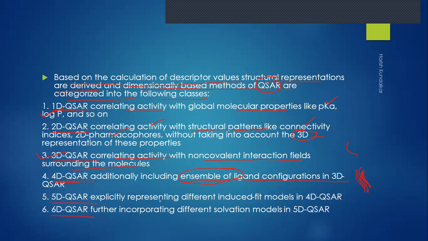5D QSAR explicitly represents different induced-fit models in 4D QSAR. So the step after 4D QSAR is 5D QSAR, wherein induced fit models are used. And 6D QSAR further incorporates different solvation models into 5D QSAR. The step after 5D QSAR is 6D QSAR, wherein the solvent effects are also taken into consideration. Needless to say, I'm repeating it for the third or fourth time, 3D QSAR is the most widely used method from amongst all of these QSAR methods.